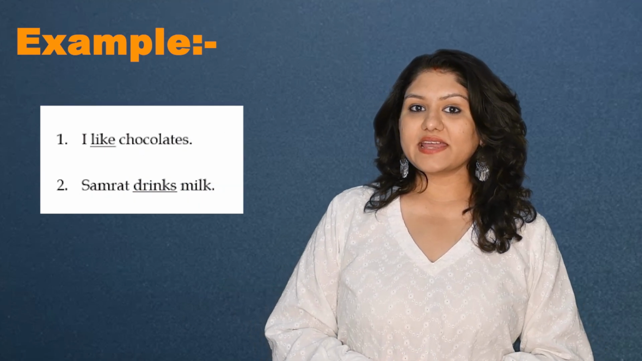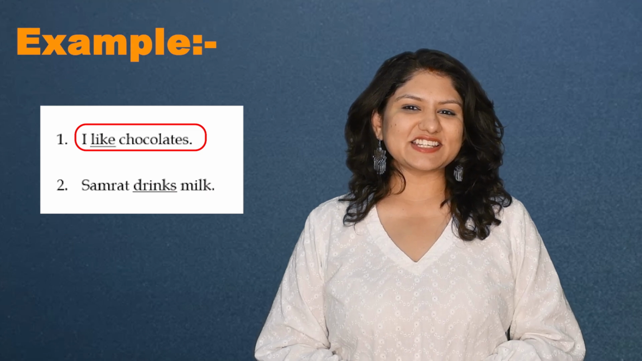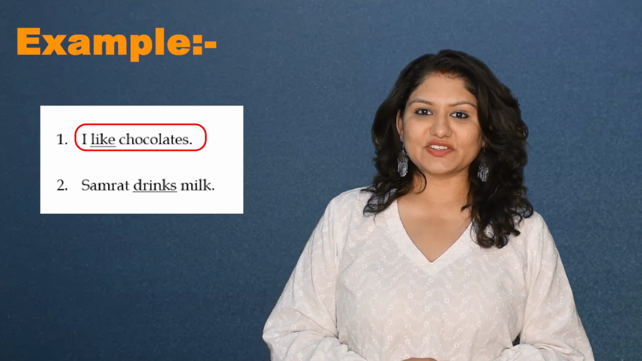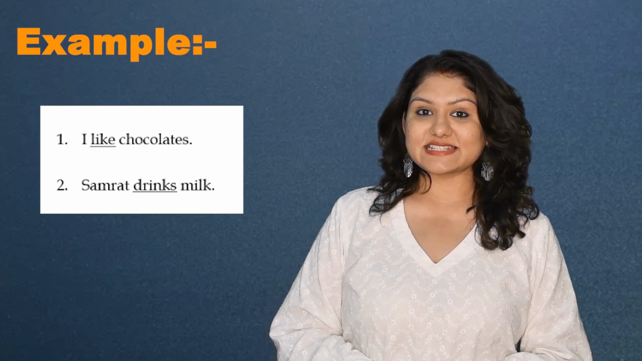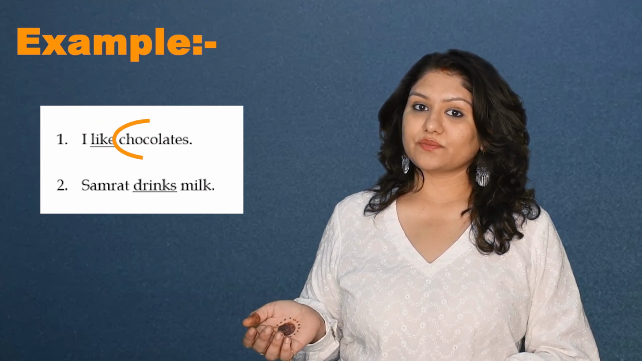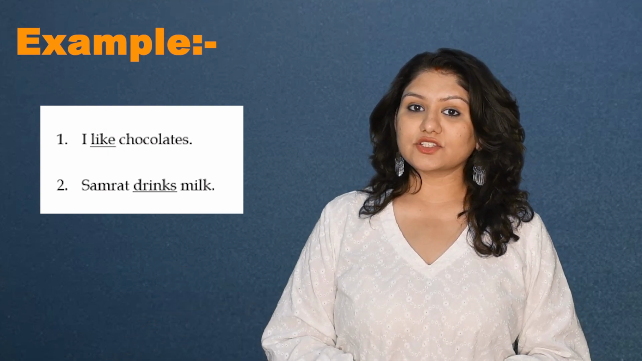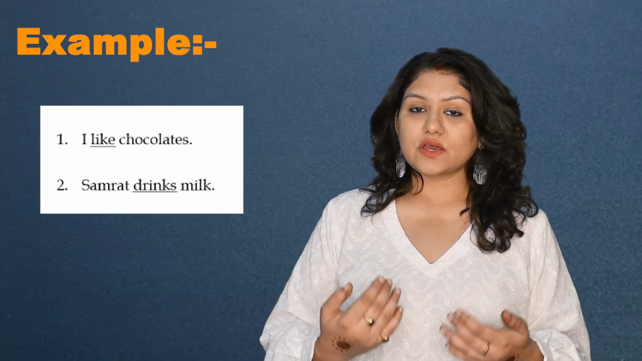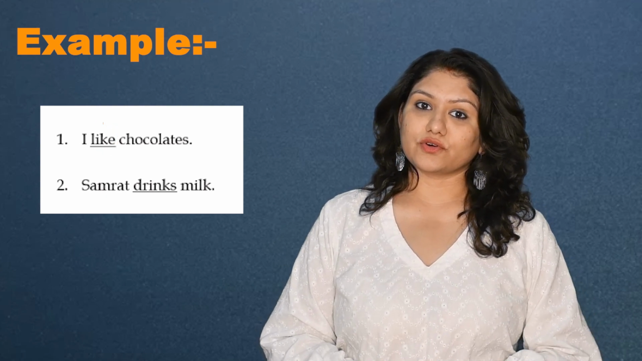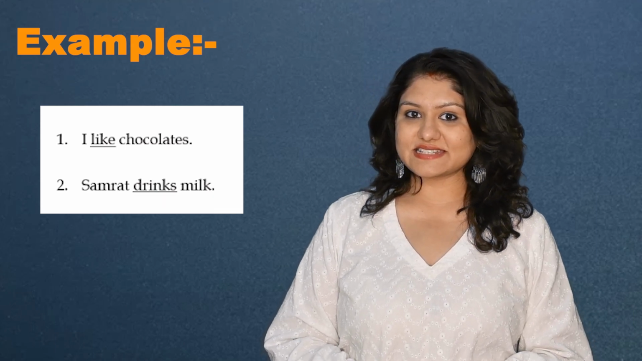You have the first example. I like chocolates. I know you all like chocolates. But first let's find out the doing word in this sentence. I like chocolates. So you have the word like in between to show an action. The action here is your liking for the chocolates. Right? Let's look at another example.